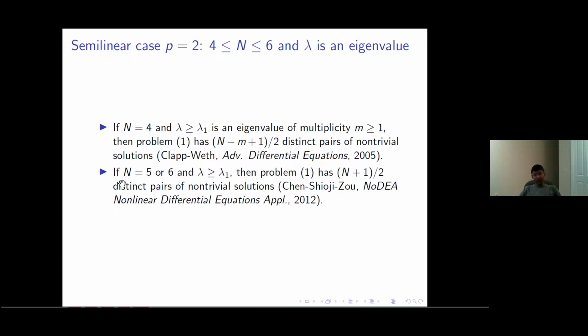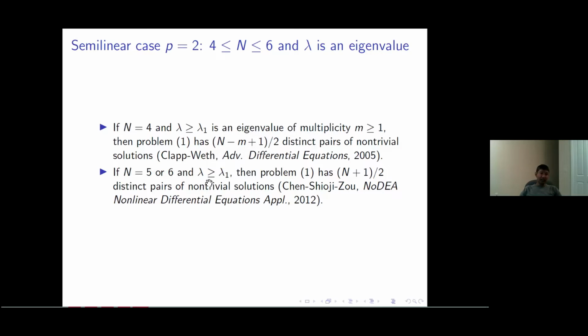But for n equal to 5 and 6, there is now a better result due to Chen, Zhou, and Zou. They proved in 2012 that if n is 5 or 6 and lambda is bigger than or equal to lambda 1, then this problem has n plus 1 over 2 pairs of distinct non-trivial solutions. So the result of Chen, Zhou, and Zou applies whether or not lambda is an eigenvalue.